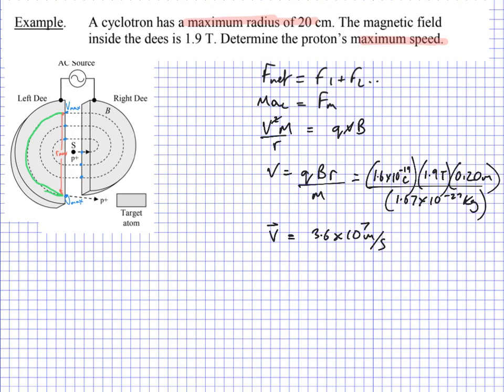For those in IB, it's worth noticing that this is actually 12% the speed of light, which we would get a little bit twitchy about because anything over 10% the speed of light, we start thinking about relativistic effects. But for the purpose of this question, let's not worry about that. And there we go. That's how we would do our cyclotron questions.